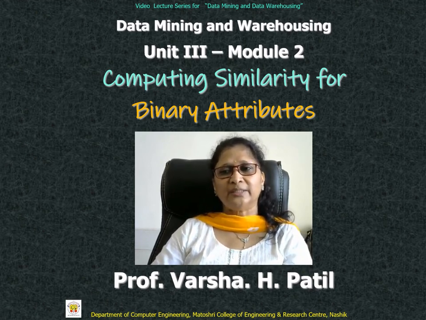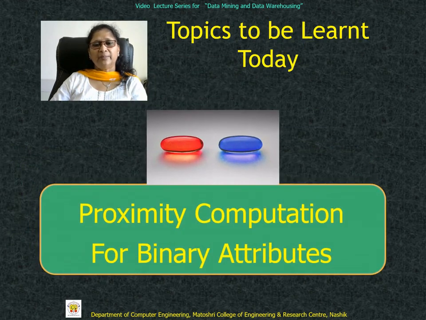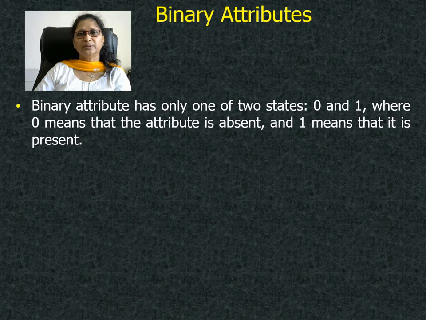In the first video lecture, we started with learning the terminology. What is similarity? What do we mean by dissimilarity? Proximity is the term commonly used to refer to both similarity and dissimilarity. And we learned how to compute proximity for nominal attributes. In this lecture, we shall be learning how to compute proximity for binary attributes, for both symmetric as well as asymmetric binary attributes.